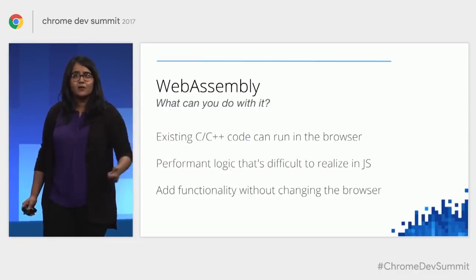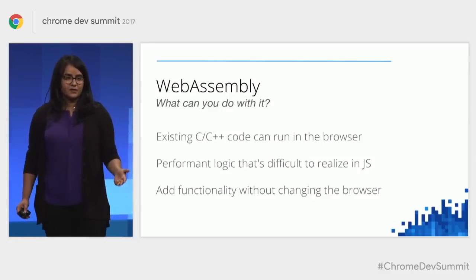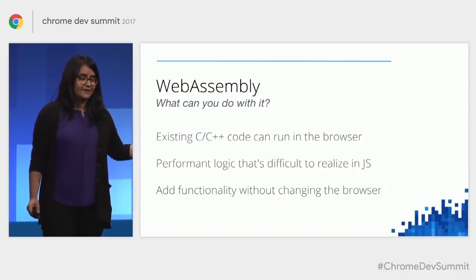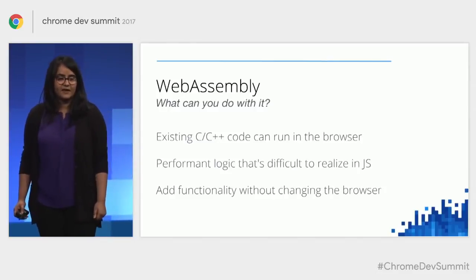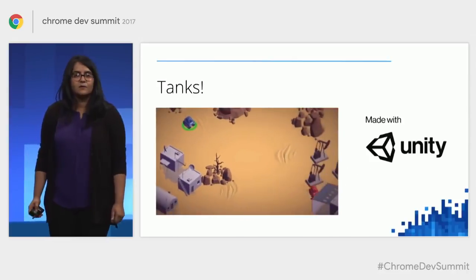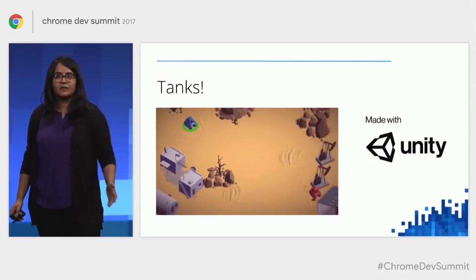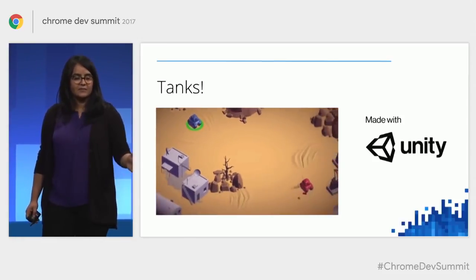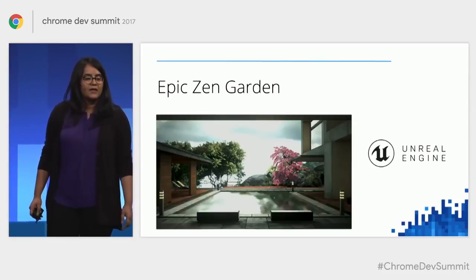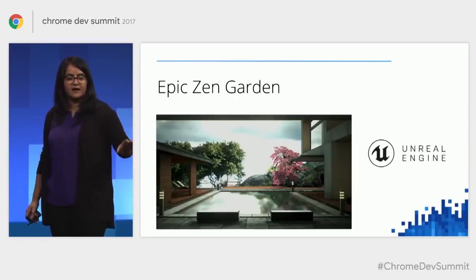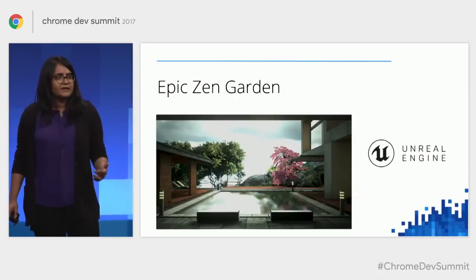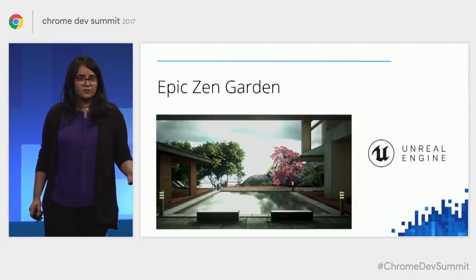And we have Chrome, Firefox, Safari, and Edge all supporting the first version of WebAssembly, and Edge, in fact, just shipped last week, and we're very excited about that. So what are some of the big companies that are using WebAssembly right now? This is a GIF of the Unity game Tanks. We have a screenshot from the Epic Zen Garden from the Unreal Engine. And so we want to dig a little deeper into why all of these companies use WASM.